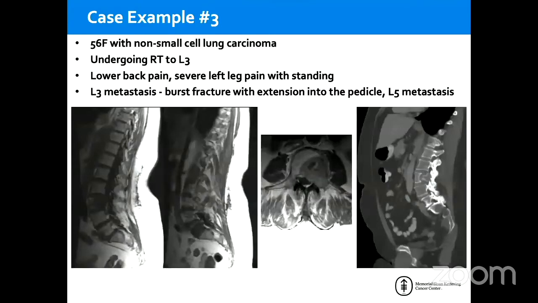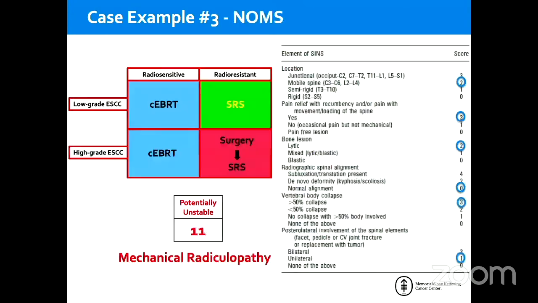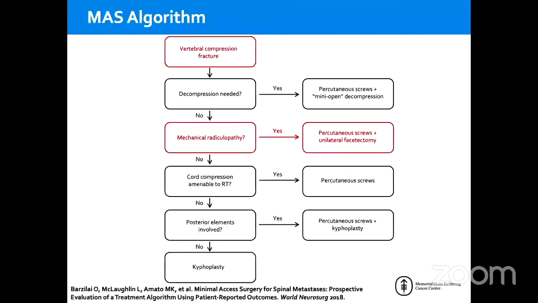56-year-old woman, non-small cell lung carcinoma. She was actually in the process of undergoing radiotherapy to the L3 lesion and developed very severe pain and fracture progression at L3. And so she's unable to stand, unable to go through the rest of the radiation, neurologically intact. Tumor-wise, we can continue with radiation or treat her with radiosurgery, but she has this symptom of mechanical radiculopathy. And before this used to be tube up, tube below, open surgery with a facetectomy. Now it's also percutaneous stabilization with a unilateral facetectomy through a tube.